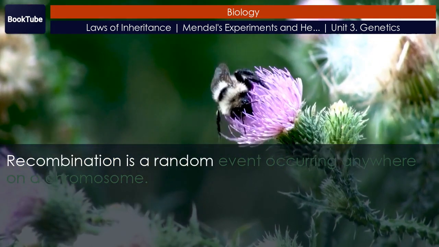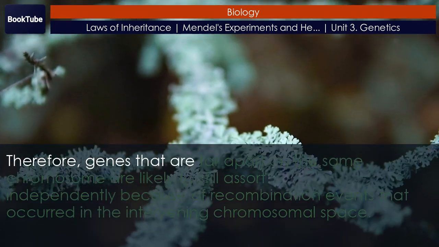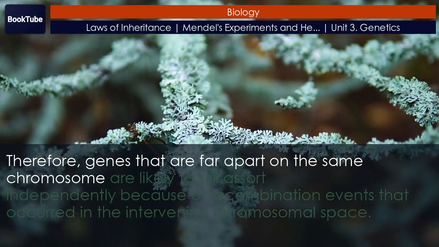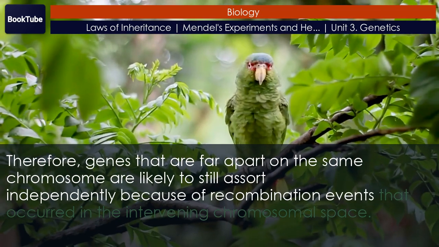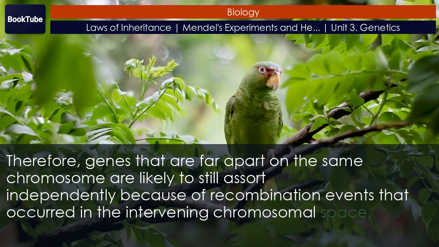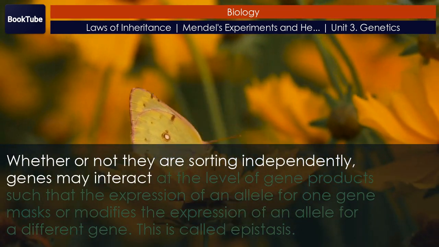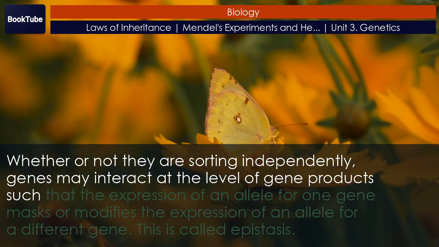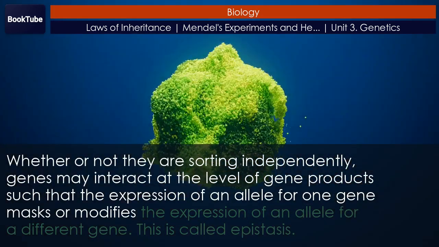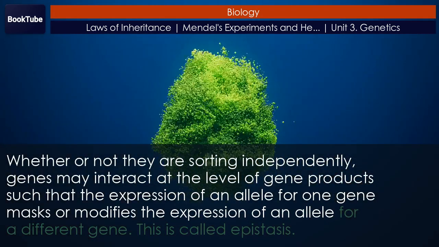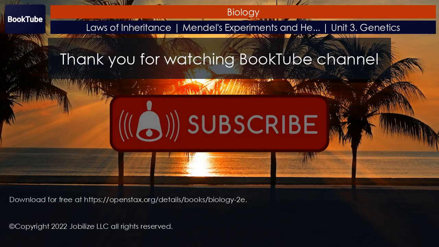Recombination is a random event occurring anywhere on a chromosome. Therefore, genes that are far apart on the same chromosome are likely to still assort independently because of recombination events that occurred in the intervening chromosomal space. Whether or not they are sorting independently, genes may interact at the level of gene products such that the expression of an allele for one gene masks or modifies the expression of an allele for a different gene. This is called epistasis.